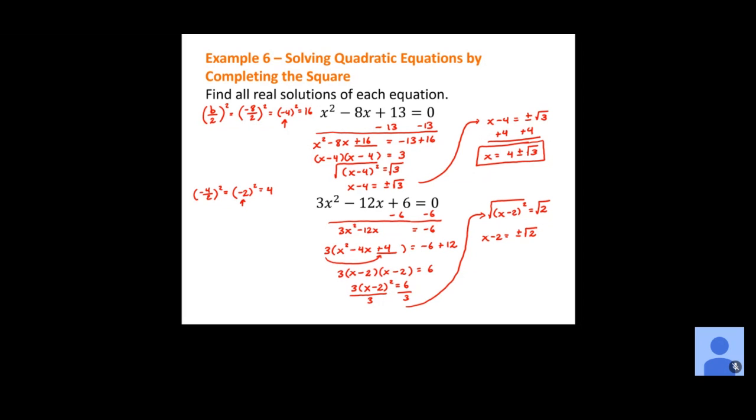And then finally, we need to get the x by itself. So I'm going to add 2 to both sides. Again, we can't combine that with the square root. So now we have x equals 2 plus or minus the square root of 2. And again, just a reminder, in WebAssign, you'll have to write that as 2 separate answers: 2 plus square root of 2, 2 minus square root of 2.